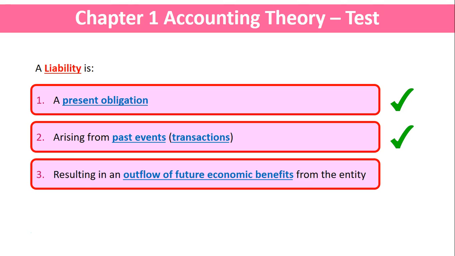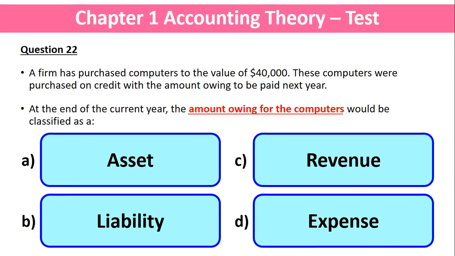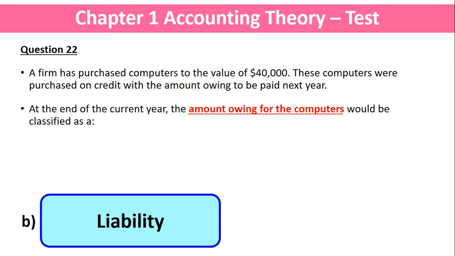And lastly, it must result in an outflow of future economic benefits from the entity. That is also true. At some point in the future, the business will pay back the supplier for the computers, $40,000 cash in the future. That is an outflow of economic benefits. So all three criteria are true. So the amount owing for the computers would be classified as B, a liability.